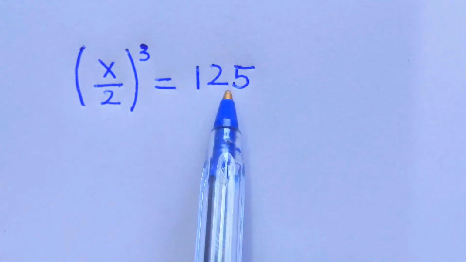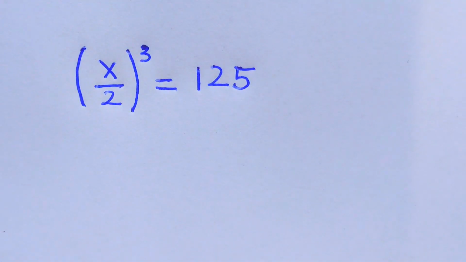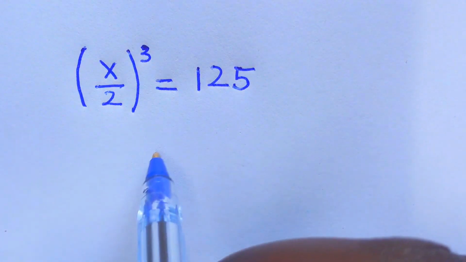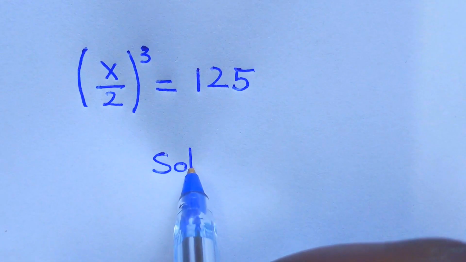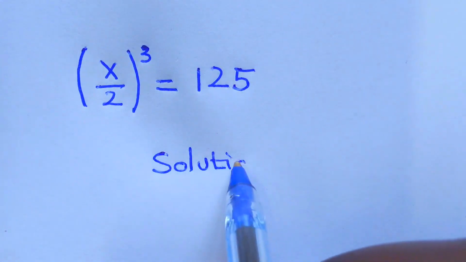Today's video, you are given a question: (x over 2) raised to the power of 3 equals 125, and we're supposed to find the value of x. So let's provide the solution very quickly.